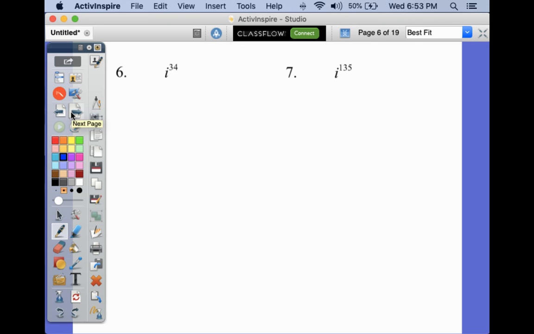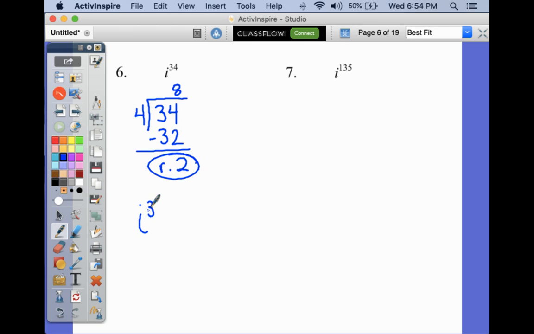Question number 6, rewriting powers of i. So the way to do this is to divide the power 34 by 4. 4 goes into 34 8 times, which is 32. Subtract is 2. The remainder is what we're after. So that tells us that i to the 34th power is the same as i to the second power, and i to the second power is negative 1.